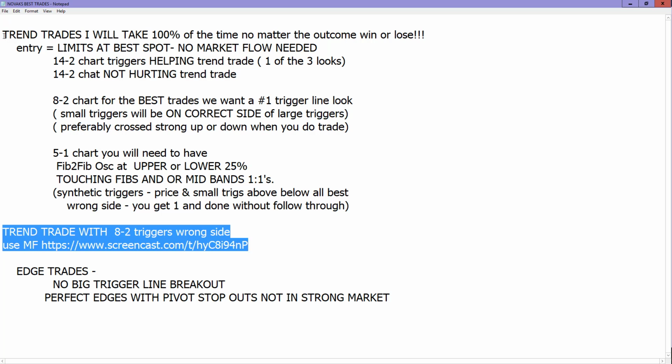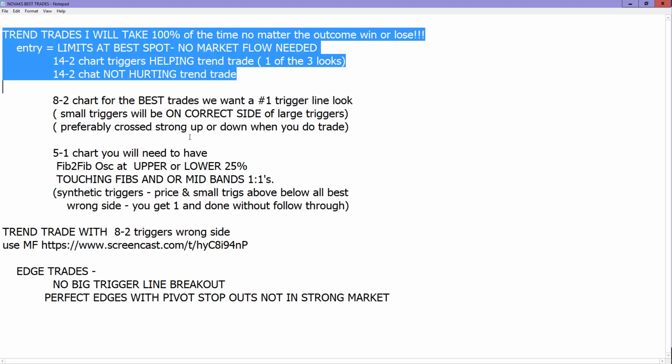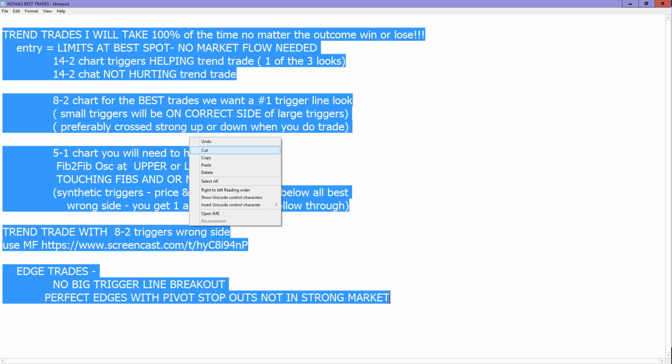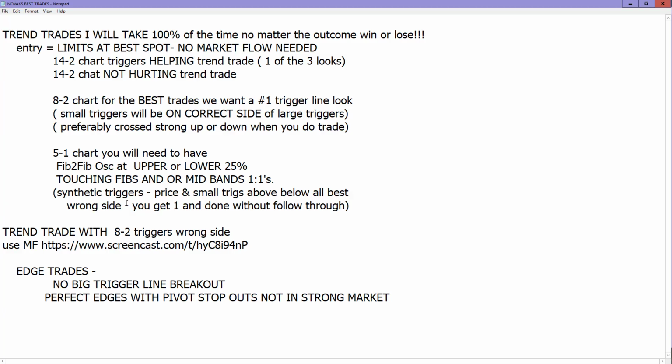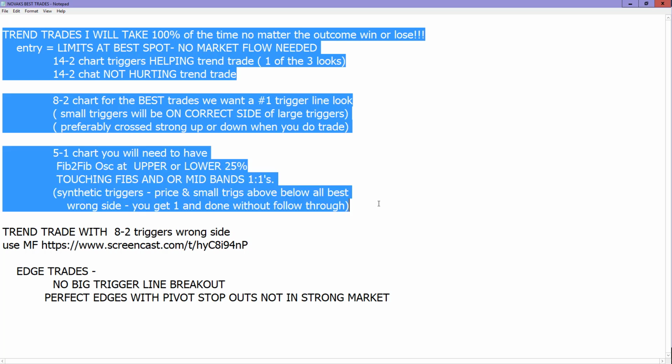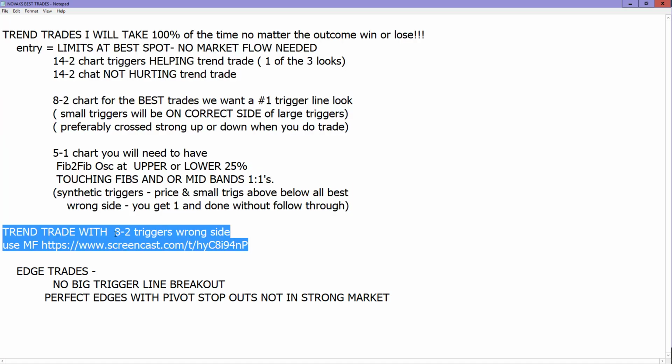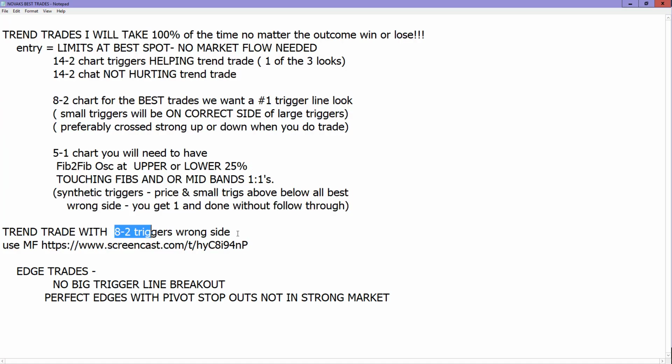Once you put this plan into effect, here, look, I'll give you a copy of that just so you have it. Simple. This is the trading plan, by the way. There's nothing new on this. Once you put this into effect where you're only going to do the right trend trades, and then you put a conditional trend trade entry with the market flow, if 8-2 triggers are on the wrong side, the world's going to open up to you. It's going to be like magic.